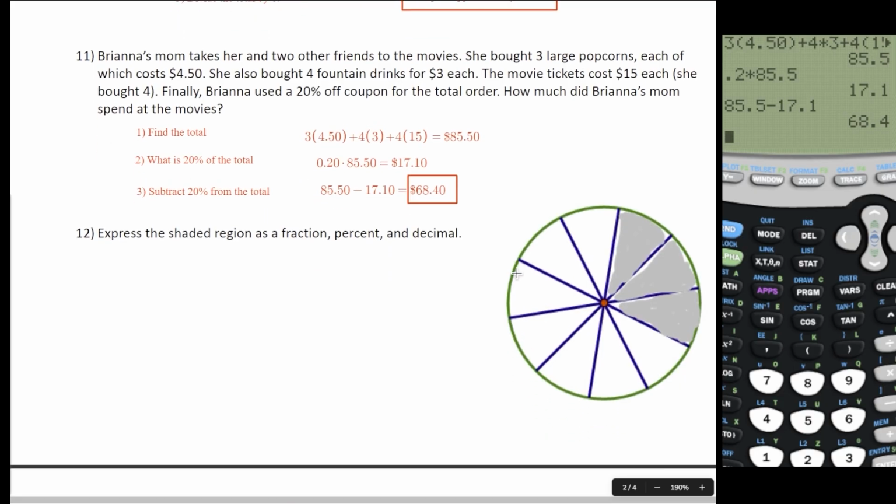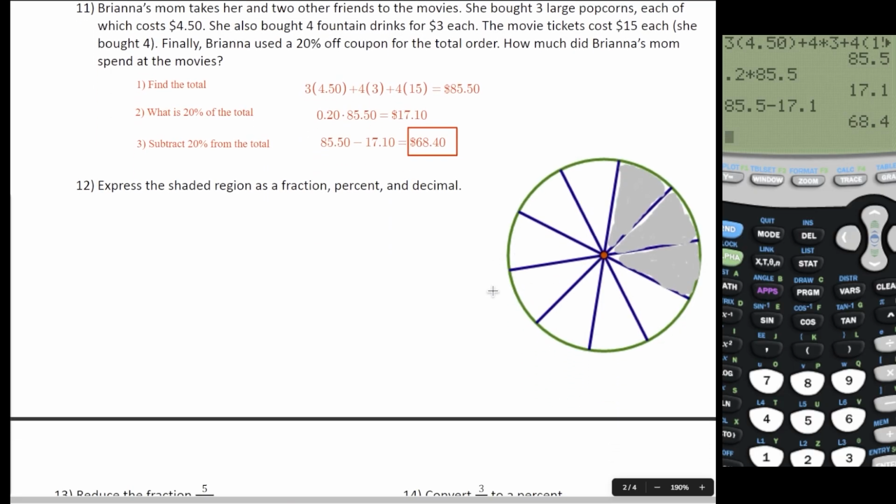Number 12 says express the shaded region as a fraction, percent, and decimal. So when you're trying to model a fraction with a diagram, like a picture like this, usually we use shaded regions to do so. And so to write this as a fraction, we're going to write down the number of shaded regions divided by the total number of regions.